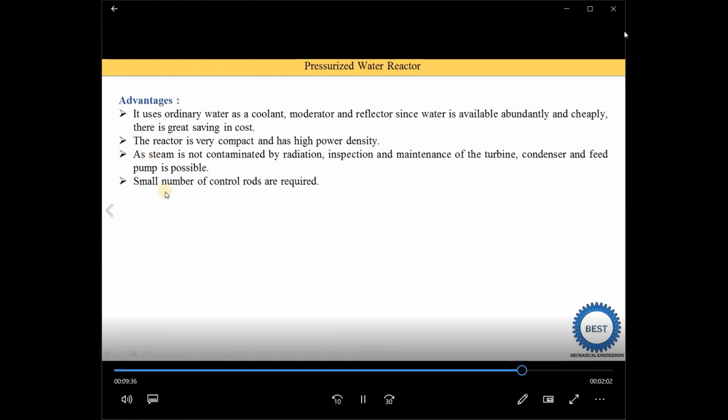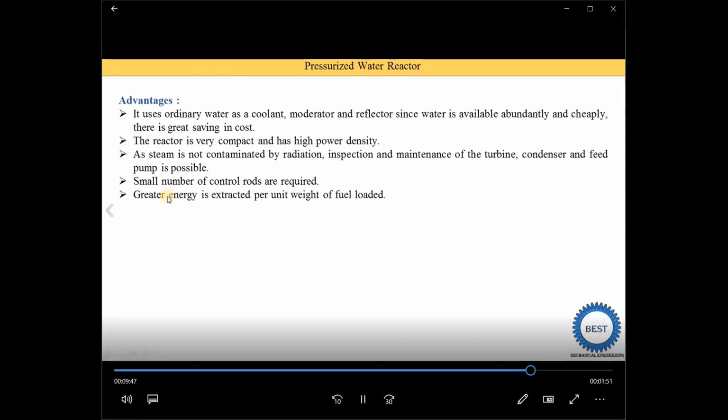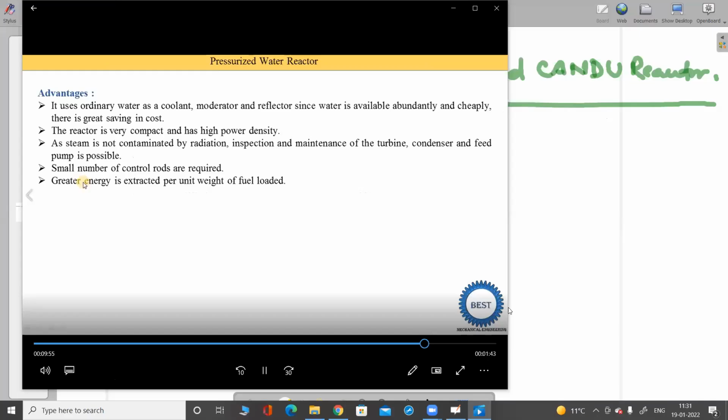A small number of control rods is required, meaning the control requirement in the reactor is small. Greater energy is extracted per unit weight of fuel loaded, meaning from a small quantity of fuel we are extracting great energy. This is also the meaning of high power density: from smaller fuel we can extract more energy.